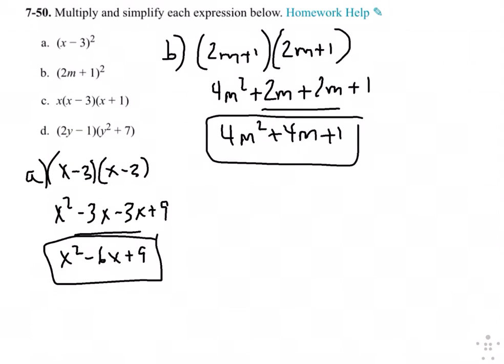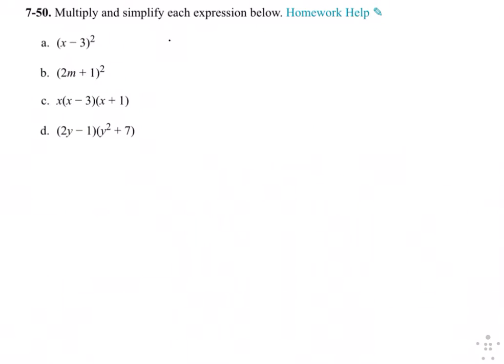Okay, for C, let me make some space for C. For C, we have x times (x - 3) times (x + 1). Now you can distribute the x in first, or you can multiply the two binomials. I'll multiply the two binomials first, so I'll leave the x, right?